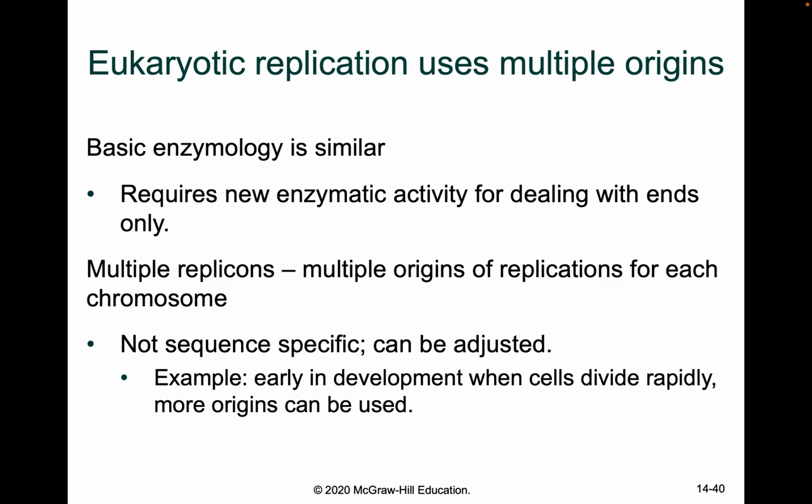So we need to have multiple origins of replication in each chromosome because the chromosome can be so big. So you have multiple replicons, multiple pieces of DNA in the chromosome that each have a replication origin. And these origins of replication in bacteria are very sequence dependent.